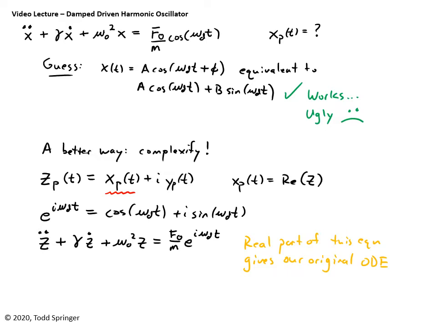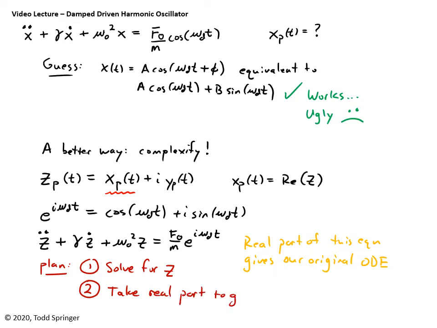So the plan for this complexification, just to review, is to one, solve for z. Sorry, slipping into American. Solve for a particular solution zp, and then take the real part to get xp. So that's what we're going to try.